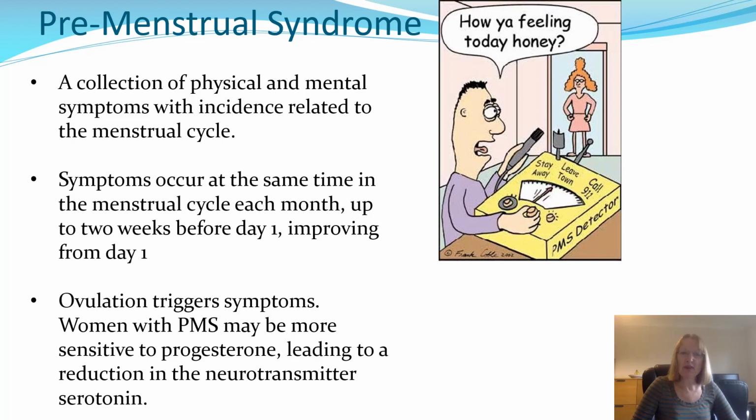And so around day 14, ovulation starts to trigger these symptoms because women may be more sensitive to progesterone, which is starting to get into high levels at that point. And the high levels of progesterone also lead to a reduction in the neurotransmitter serotonin, which can affect mood. So it's all these things together, and obviously a bit individual for the symptoms.